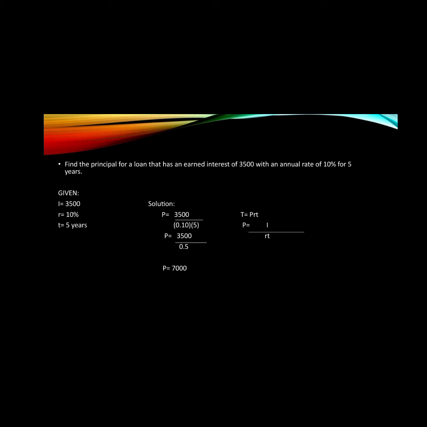interest is equal to principal times rate times time. So P is equal to I over rate times time, and P is equal to 3,500 over 0.10 times 5. So P is equal to 3,500 divided by 0.5, which is equal to 7,000.